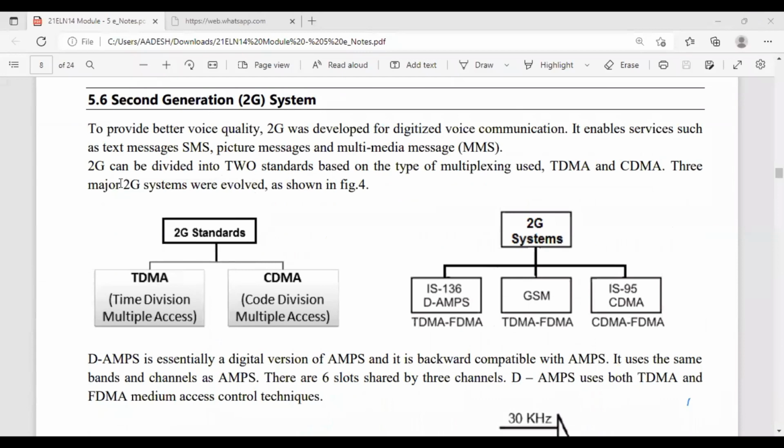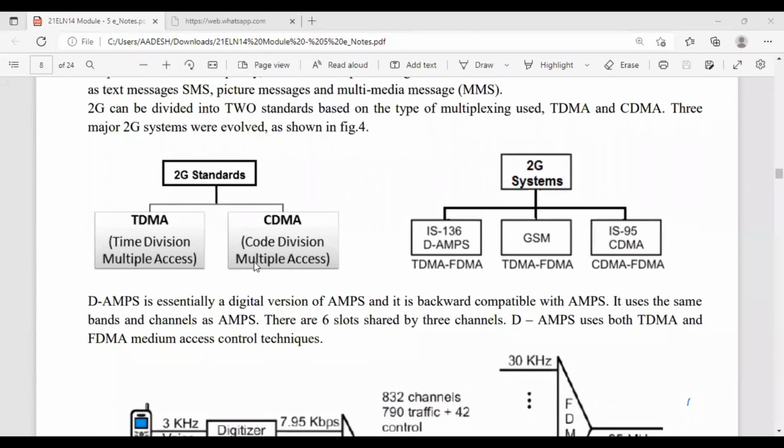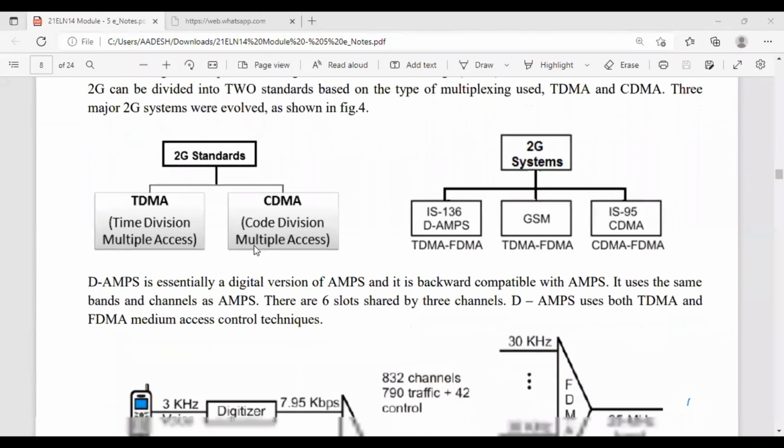Here 2G is divided into two standards, basically TDMA and CDMA, right? So 2G systems are a combination of some technologies. Some may use TDMA with FDMA, some may use only CDMA and FDMA. Like these, different combinations can be made over the technology or the standards, right?